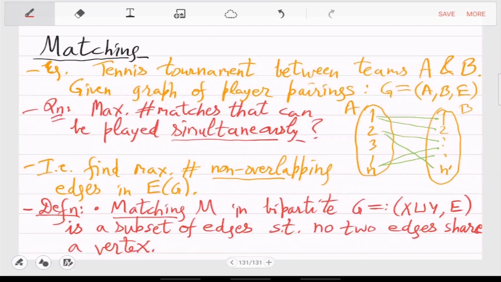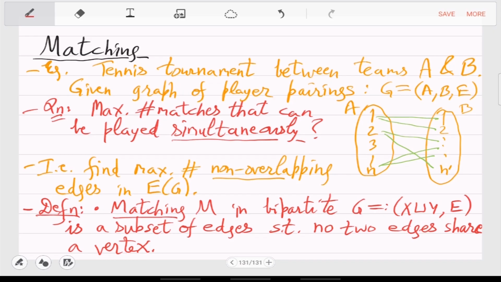So in this case, if you pick an edge, then it means that you are creating a match, a tennis match between these endpoints. So let's say U and V, player U from A, respectively player V from B. And if you pick two edges, then you don't want them to share any player, right? So they have to be disjoint endpoints. So that is what is meant by two edges not sharing a vertex.